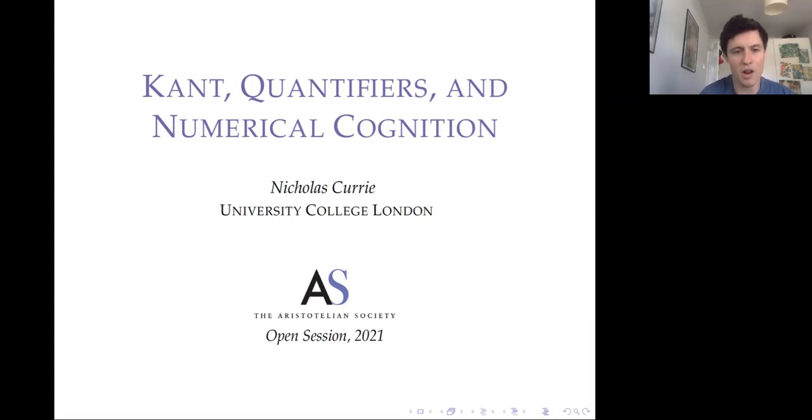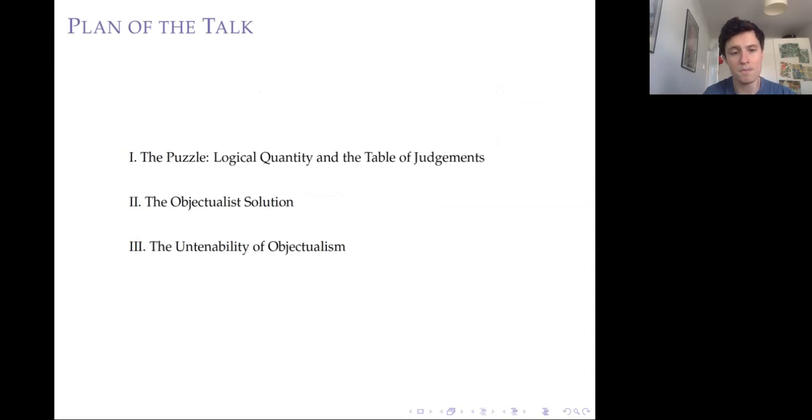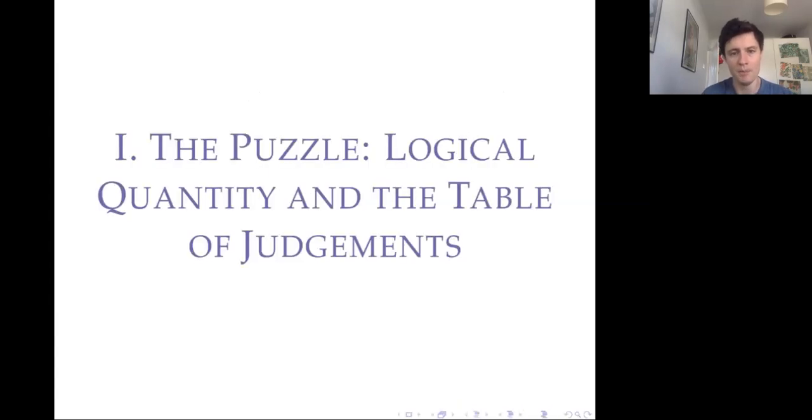The outline for the talk is as follows. I'm first going to present the puzzle after doing a bit of reframing, and then I'm going to consider the solution as I see it, which I call the objectual solution. And then I'm going to present the argument against that solution, and say why that position can't be the right one.